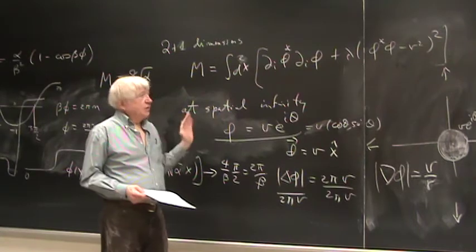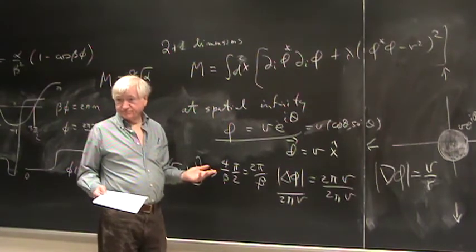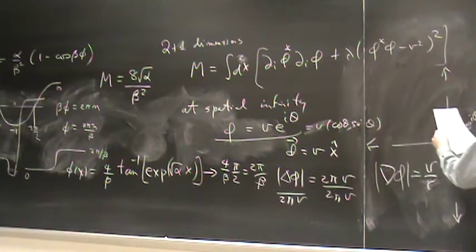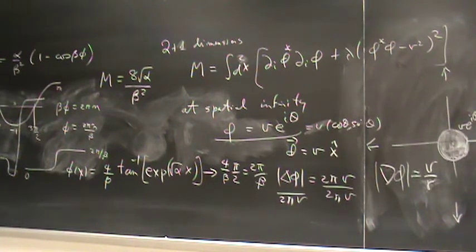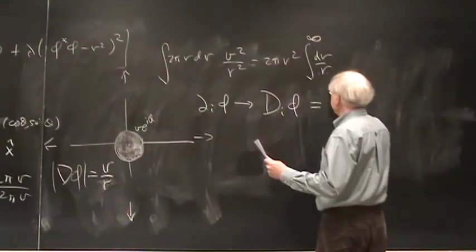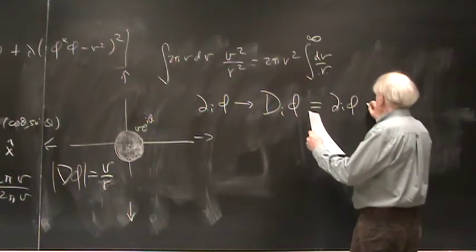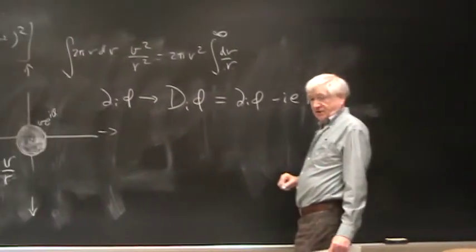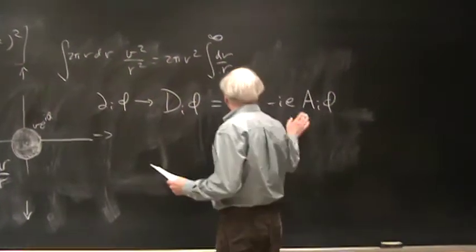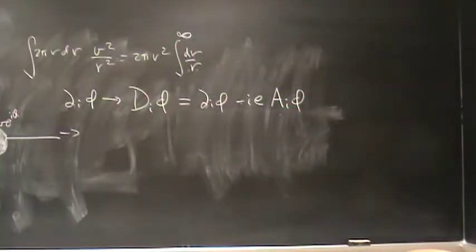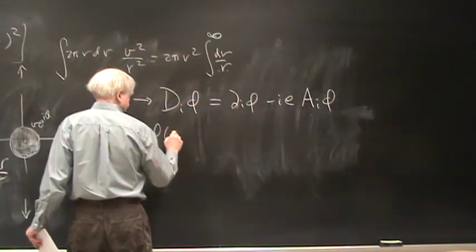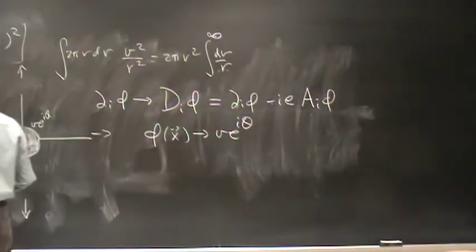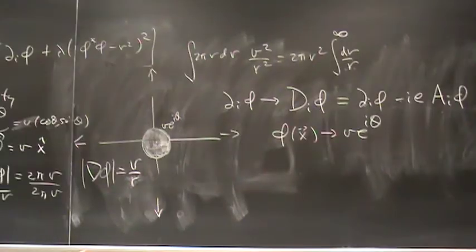However, what you do is you simply gauge the theory. In other words, you replace the derivative ∂_i φ by the covariant derivative, D_i φ, which is ∂_i φ minus i e A_i φ. And you then choose A so that if φ(x) goes to v e^{iθ}, say, this term is zero at infinity.